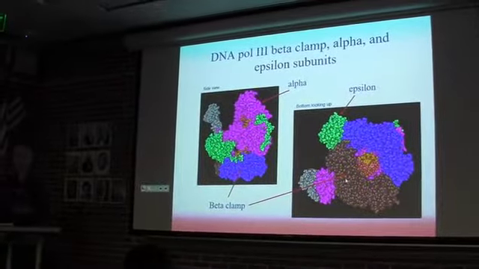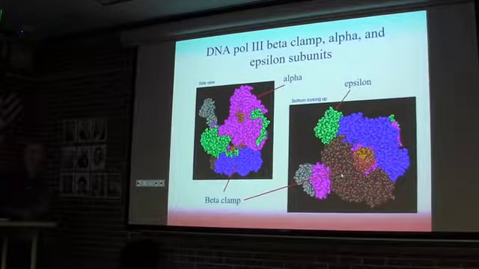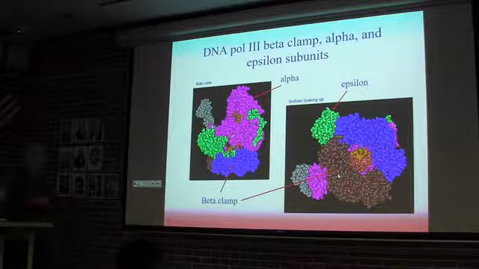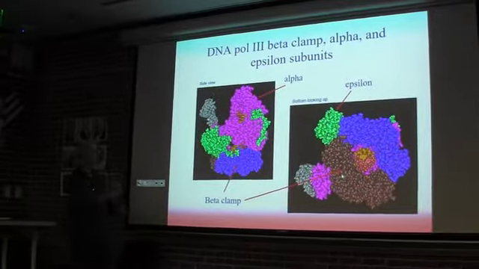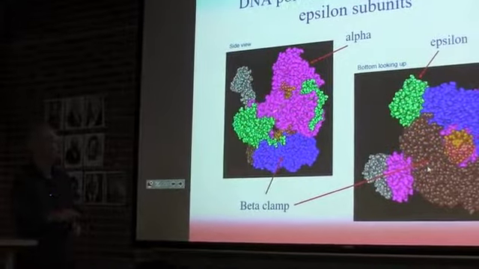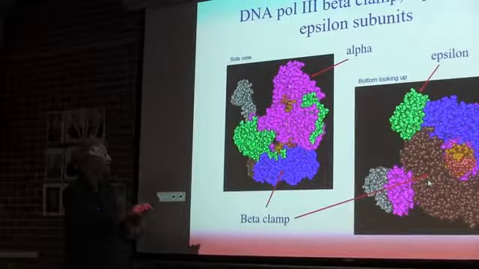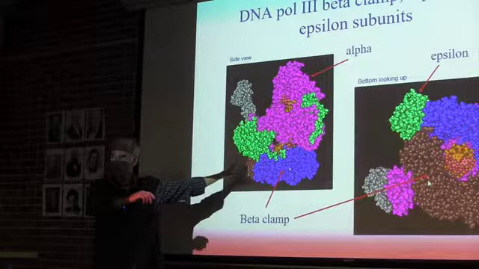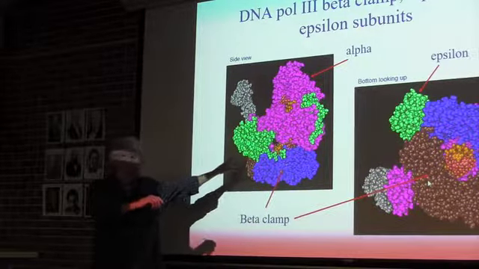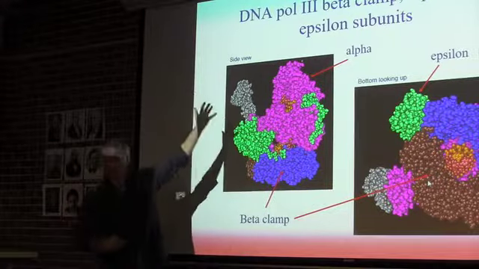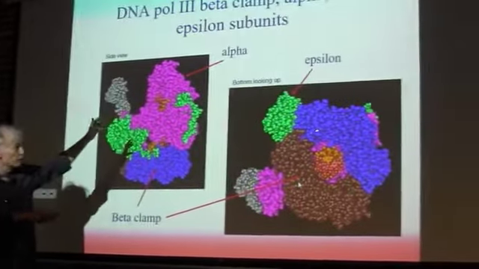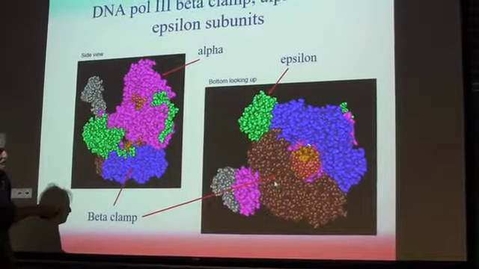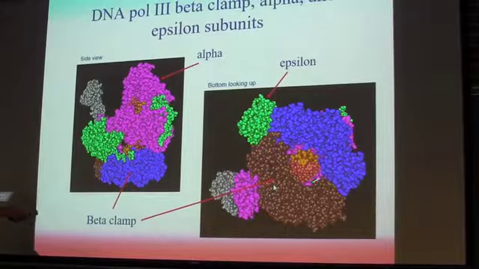This is our friend, the clamp again, but now you should look at it with new eyes because you know what's there. This is the side view, right? That turns out to be part of the clamp loader. It didn't get in the structure, but this is the alpha catalytic subunit. This is the proofreading component, and this is the side view of this donut, the clamp, the sliding clamp. And if you flip this thing over and look on the bottom, you'll see the clamp is a donut, two beta subunits, and DNA fits right in the middle.